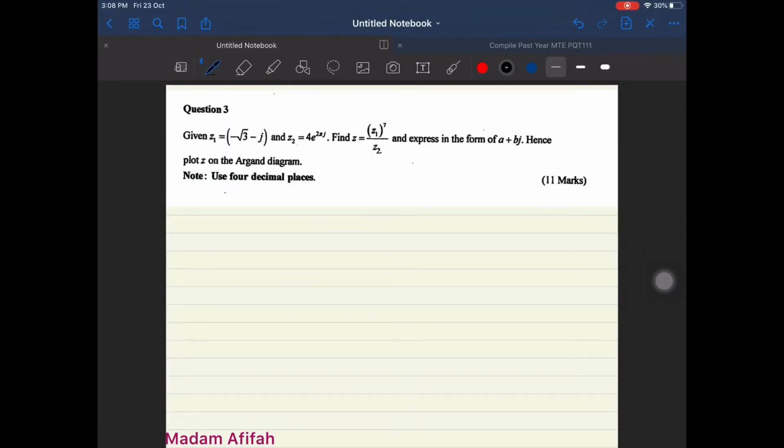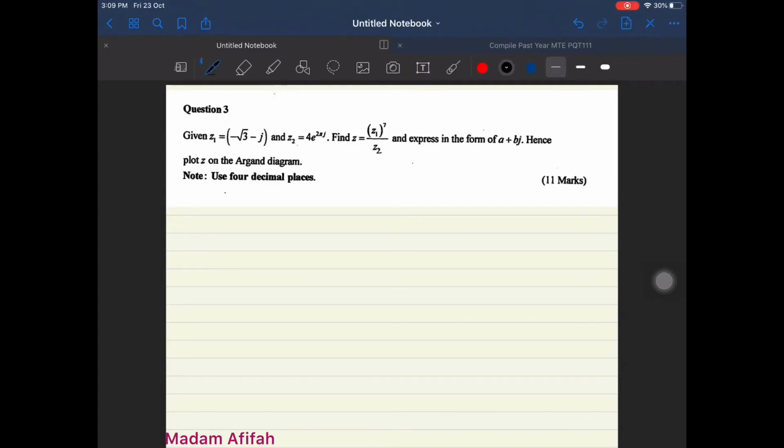So in this problem, you are given z1 which is equal to negative square root 3 minus j, and your z2 is equal to 4 exponent 2 pi j. You are asked to find z1 power 7 over z2 and express the answer in the form of a plus bj. Hence, plot z on the Argand diagram. Since we need to find z1 to the power of 7, we need to use De Moivre's theorem.